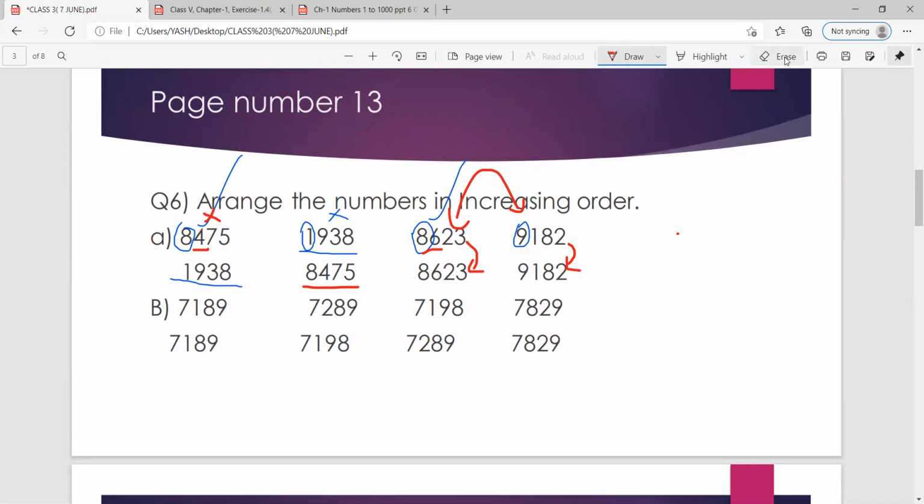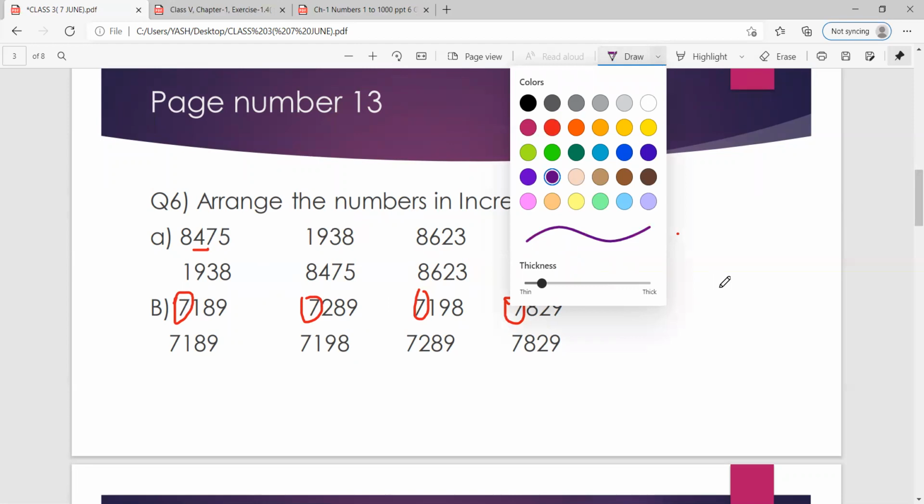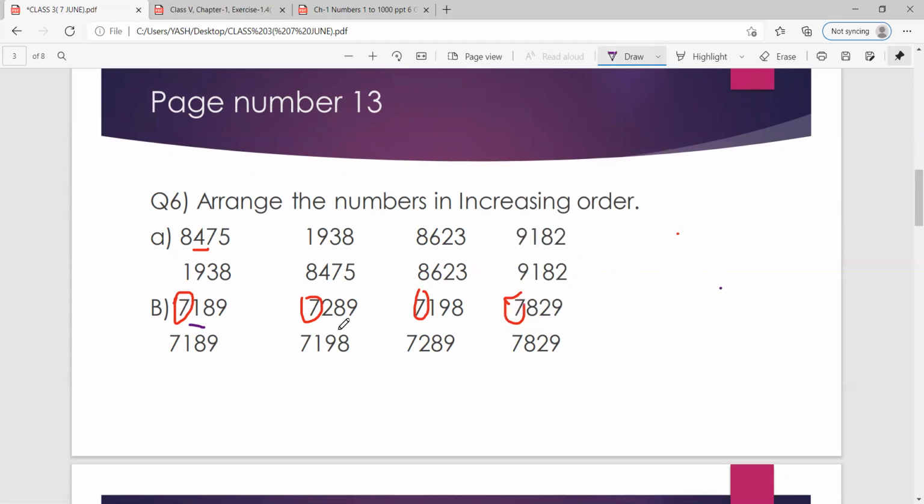In B part, what we have to see, we again have to arrange these numbers in increasing order. Increasing order means again smallest to biggest. So let's find out the smallest number. Again we have to see the first place in each number, first digit in each number. Here 7, again 7, again 7, and again 7. So we cannot compare at first place. So we have to go to the next place. So next place here is 1, here is 2, here again 1 and 8.